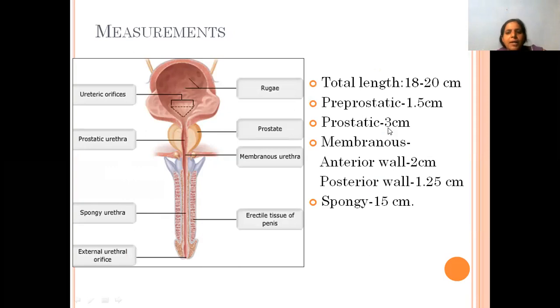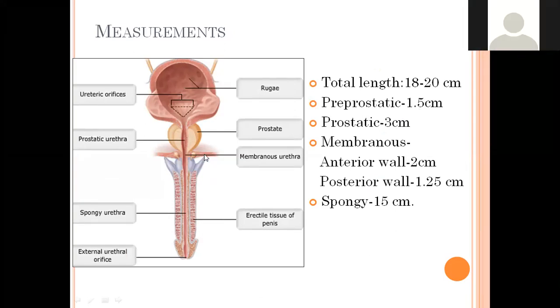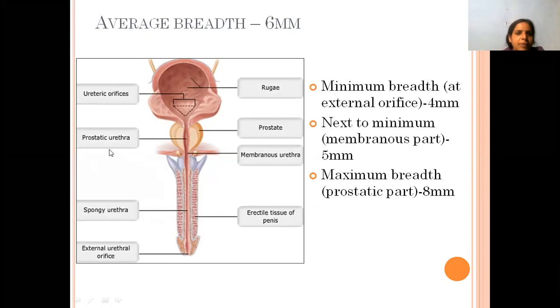So the total length of the urethra is 18 to 20 centimeters, of which the prostatic part is 3 centimeters. The pre-prostatic part is 1.5 centimeters. The membranous part is the one passing through the urogenital diaphragm, right? The anterior wall is 2 centimeters and the posterior wall is 1.25 centimeters. And the spongy urethra, the last lengthy part of the urethra, how much is it measuring? 15 centimeters. Okay, so that is all about the length of the urethra.